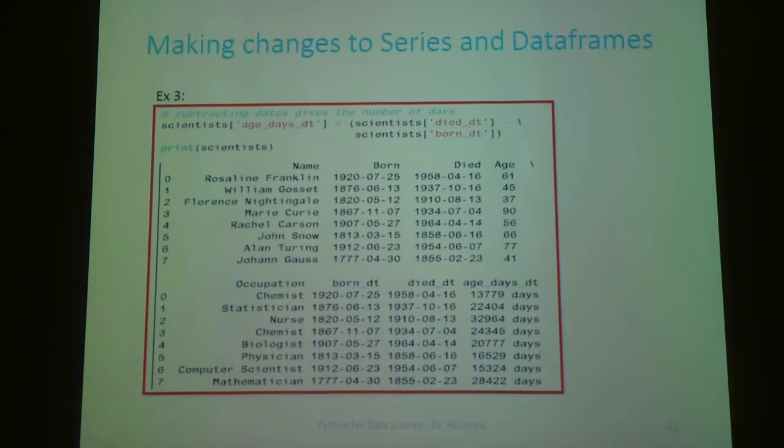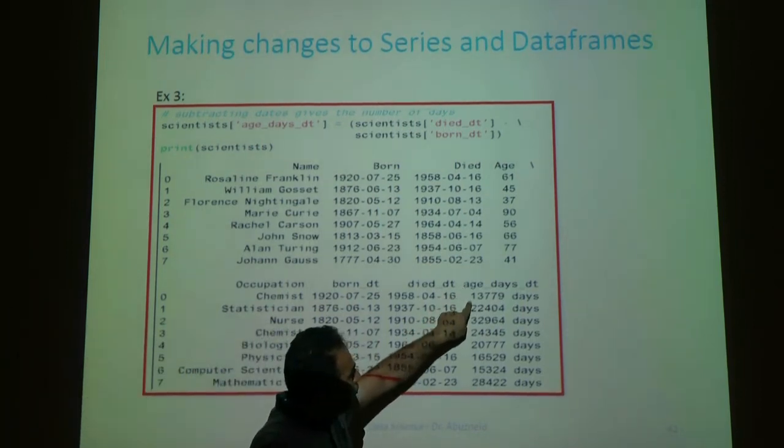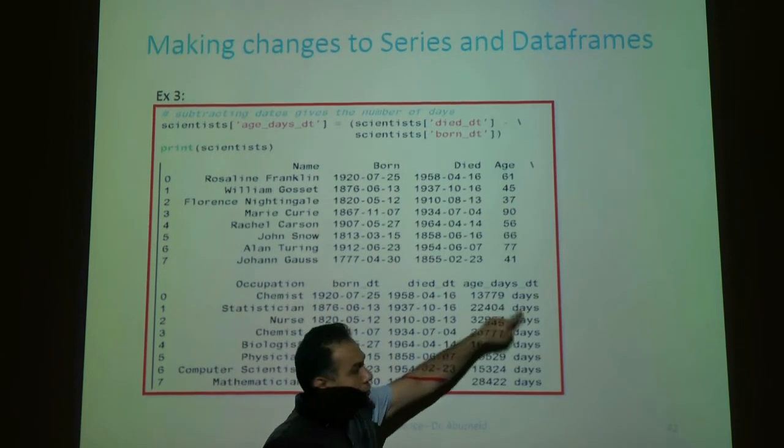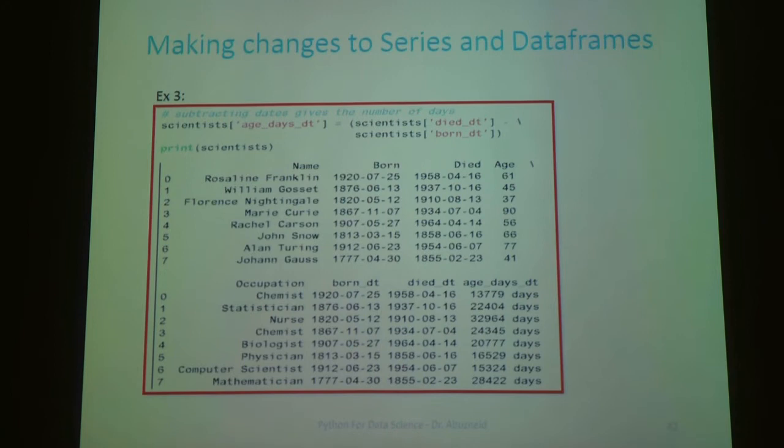I'm adding a column, an 8th column. Where is it coming from? From subtracting 2 columns: the day the person died and the day the person was born. It will give me how long he lived in days. And if I print that, what will I have? A new column in here, which is how long he lived in days, by subtracting 2 dates, the delta.